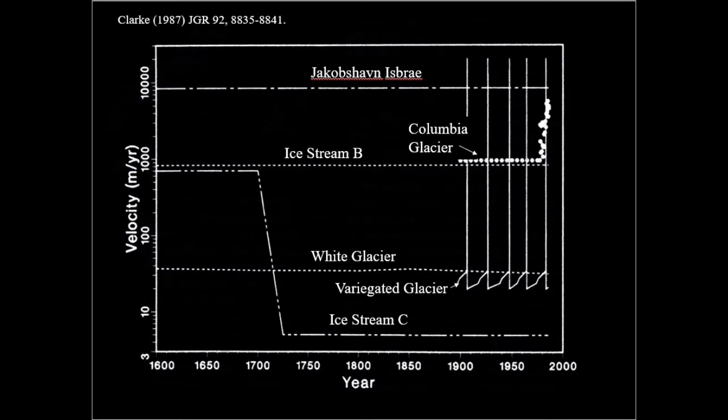Now this really helpful diagram from Clark's 1987 paper illustrates those different flow regimes. So what the graph is showing is the year, the date 1600, 1650 through to the year 2000 on the bottom axis, and up the side axis the velocity in meters per year of different glaciers. Notice it's a logarithmic scale, so we're going 3, 4, 5, 6, 10 meters, 20, 30, 40, 100 meters, 1,000 meters, 10,000 meters per year. And you'll see, for example, White Glacier here has a velocity of about 10, 20, 30, 40 meters per year steadily over a long time period.